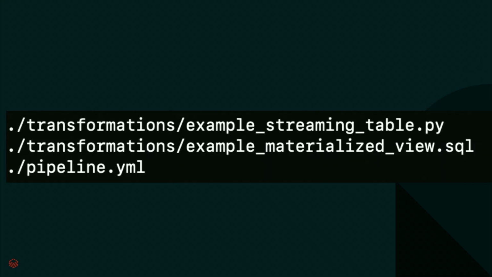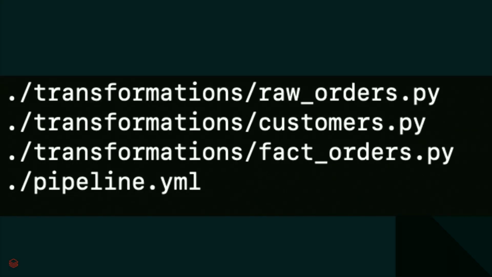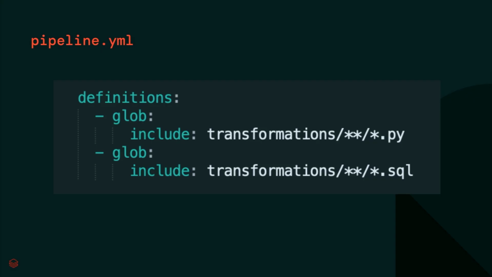It gives us this little directory structure with a pipeline configuration file and some example pipeline files. We can copy in our actual pipeline code. Often it's nice to split things up. So here we've got a file per data set, one for the raw orders, and so on and so forth. And here's what our default configuration file looks like. It just says to look for Python and SQL files inside this transformations directory. If we want to, we could also specify things like Spark configurations or a default database schema where our table should live.